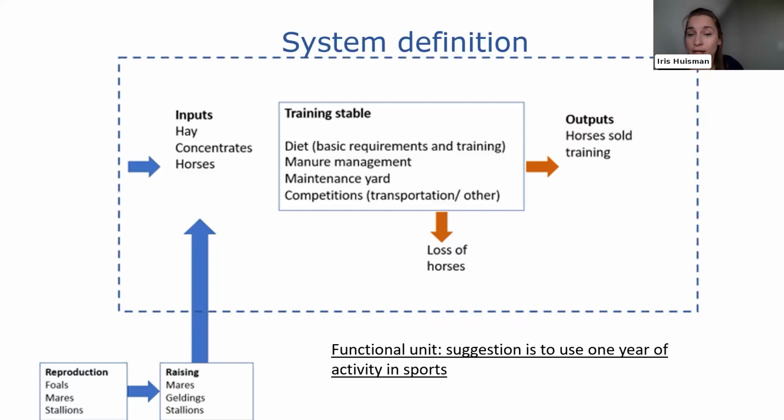And these are always expressed with a functional unit. What we used is 1 year of activity in sports. In production animals, it's usually more a product. So then they use, for example, kilogram of product, kilogram of meat or milk. And it further shows the inputs and then outputs.